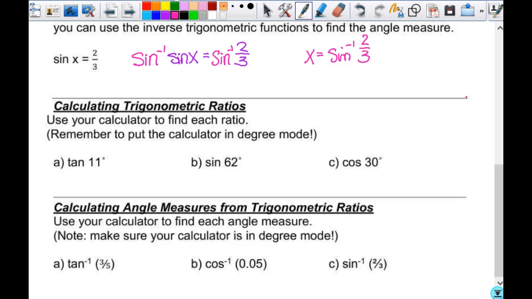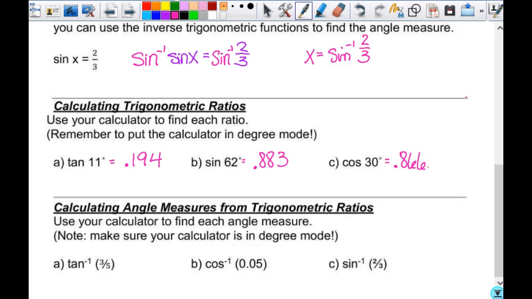Okay, so go ahead on your calculator and just type those in. Get the tangent of 11. Sine of 62, cosine of 30. How many decimal places should we go to? 3, yes. So for tangent of 11, we get 0.194. Right? Sine of 62, 0.883. And cosine of 30.